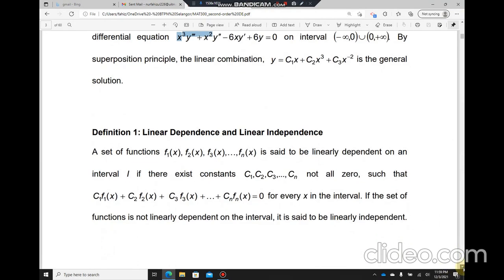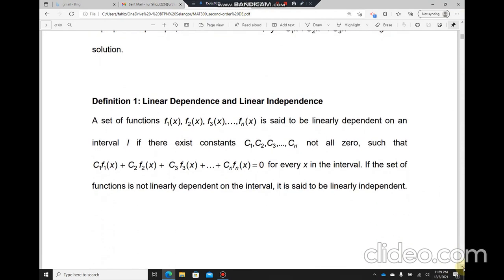Definition 1. Linear dependence and linear independence. A set of functions f1, f2, f3, fn is said to be linearly dependent on an interval I if there exist constants c1, c2, c3, cn not all 0 such that c1 f1 plus c2 f2 plus c3 f3 plus cn fn equals to 0 for every x in the interval. If the set of functions is not linearly dependent on the interval, it is said to be linearly independent.